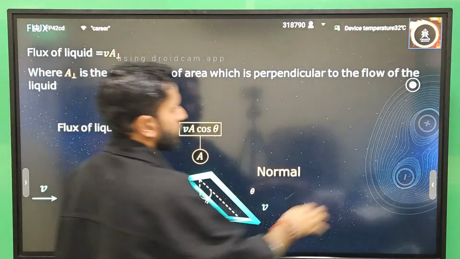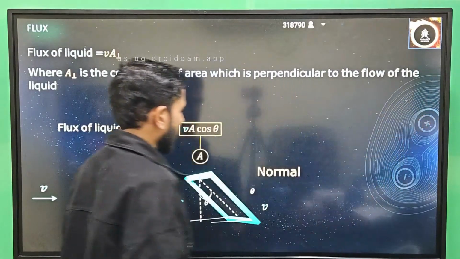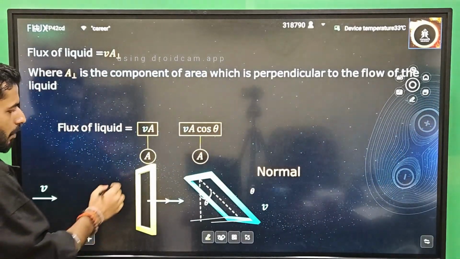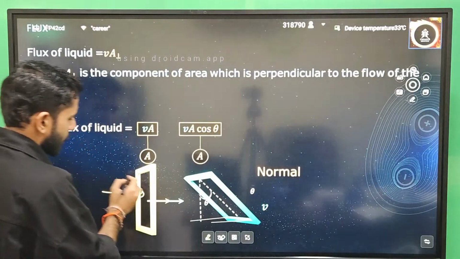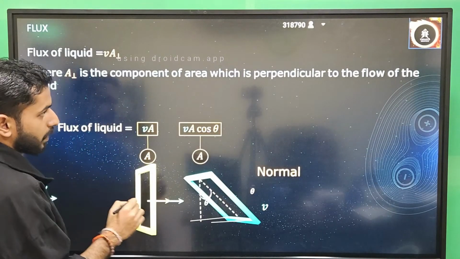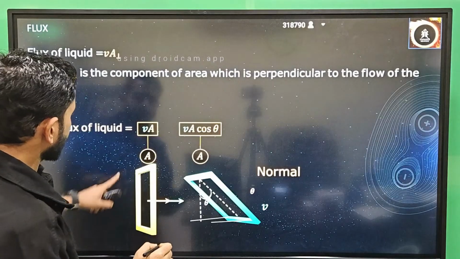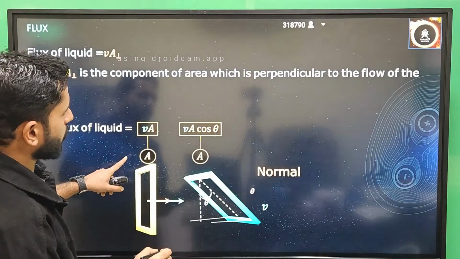Now let's suppose the cross-sectional area is somewhat like this. Okay. What will be the flux that is passing from here? Simply you will write what happened to it? What happened?